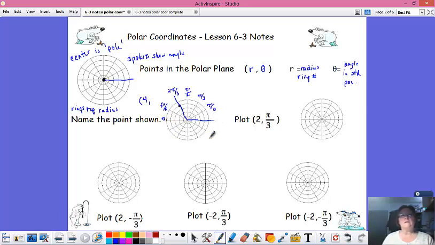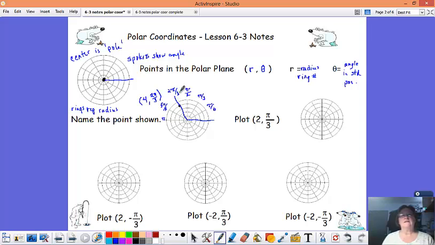You should also remember that angles can be named by a negative angle measure if you do a clockwise rotation as opposed to a counterclockwise. So if we're going to name the point that we've got here, we've got the ring number at 4. The angle is 2 pi thirds. Okay, angle in standard position.